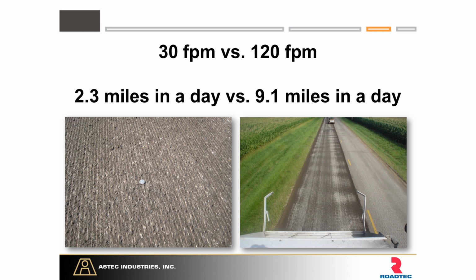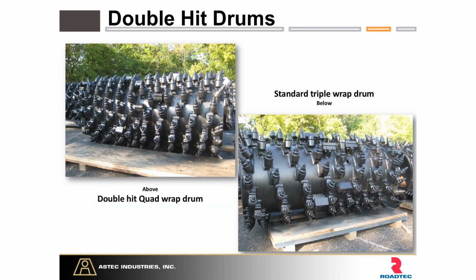I just wanted to show you what this means to the contractor when you're at 30 feet per minute versus 120 feet per minute. 2.3 miles in a day versus 9.1 miles. Tremendous difference in production.